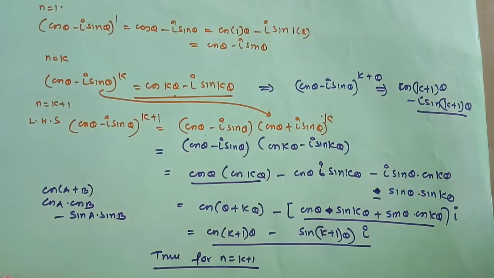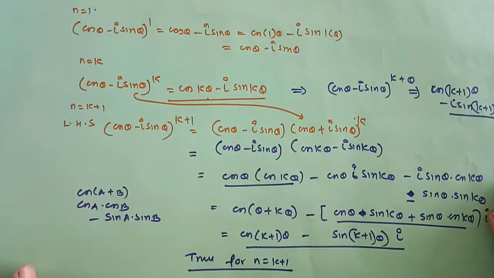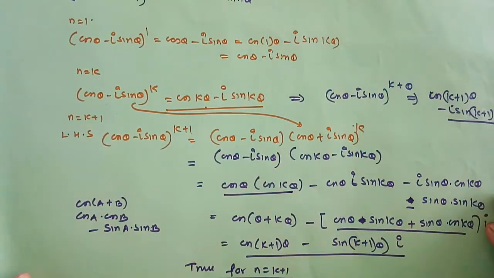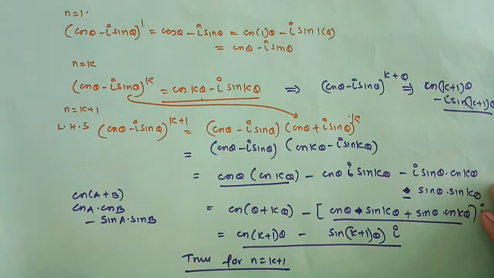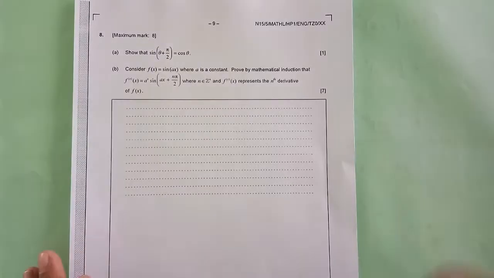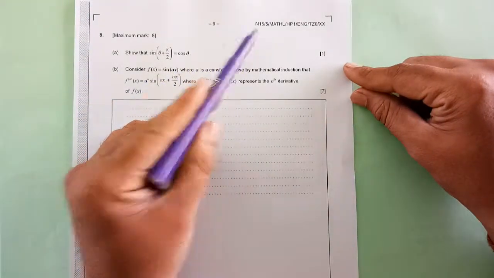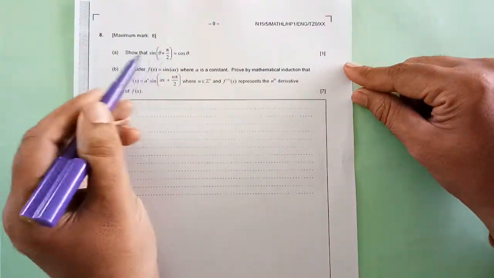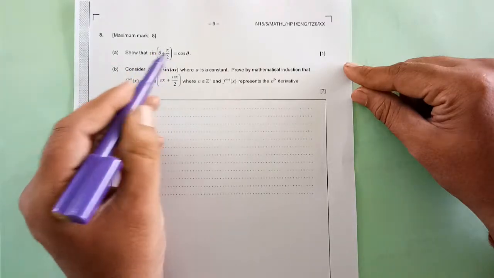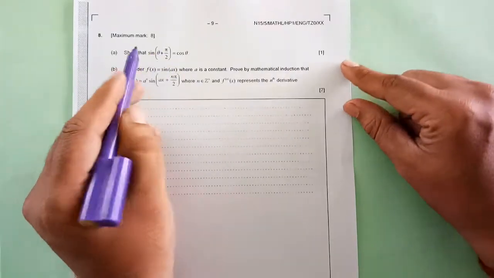Alright, now here's the last type, where you have to prove the conjectures for the nth derivative. This is one of the November 15 paper questions. The first part of the question was really easy: you have to open up using the compound angle formula and show it.